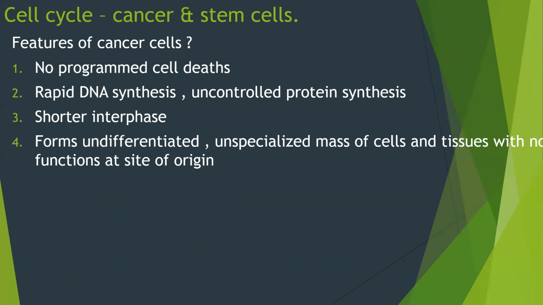So there's no programmed cell death, meaning they will continue to replicate and replicate. They do not die off by themselves. There's rapid DNA synthesis and uncontrolled protein synthesis. This is important because they're undergoing cell division rapidly, and they have a shorter interphase, meaning they skip most of interphase. You could say they just go to the cell division part, and then they form an undifferentiated, unspecialized mass of cells, meaning they have no function. They can form tissues, and they have no function at the site of origin.